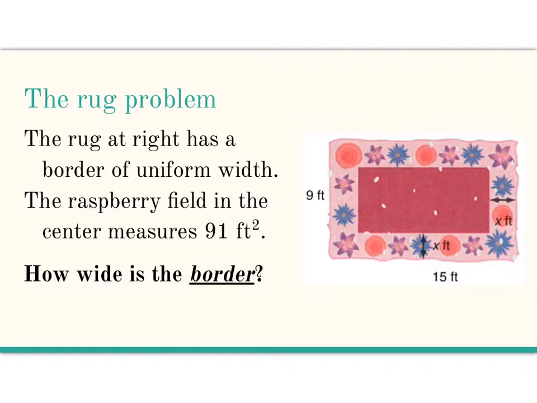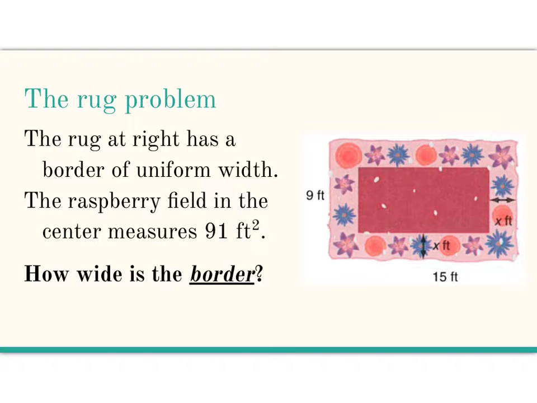We'll finish up with a word problem. Here we have this nice, beautiful rug. The rug at the right has a border of uniform width. That means that pinkish border is the same width on the left as it is on the right, as it is on the top, as it is on the bottom.